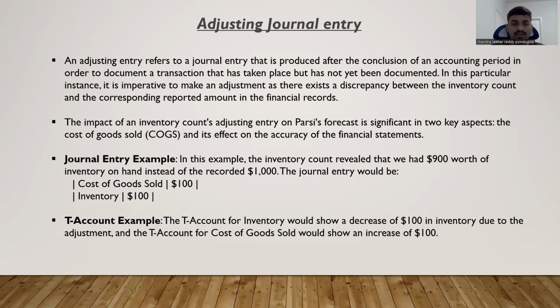Journal entry example here. In this example, the inventory cost relieved that we have is $900 worth of the inventory on hand instead of the recorded $1,000. The general entry would be like this. The cost of goods sold is $100. Inventory is $100. T account example. The T account for inventory would show a decrease of $100 in the inventory due to the adjustment, and the T account for the cost of goods sold would show an increase of $100.